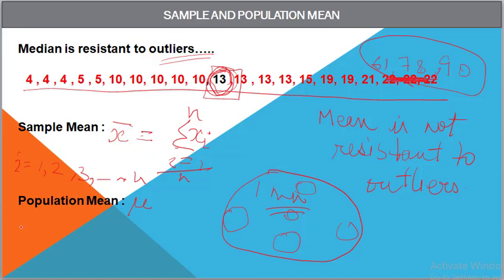This is your sample mean, and the population mean is mu. Mu is equal to, again, the summation of xi, where i is equal to 1 to n. The only difference is that the population mean is denoted by mu, and the sample mean is denoted by x bar. In the sample mean, the number of data points is shown by small n, and in the population the number of data points is shown by bigger N. That's the only difference. So that was the sample mean and the population mean.